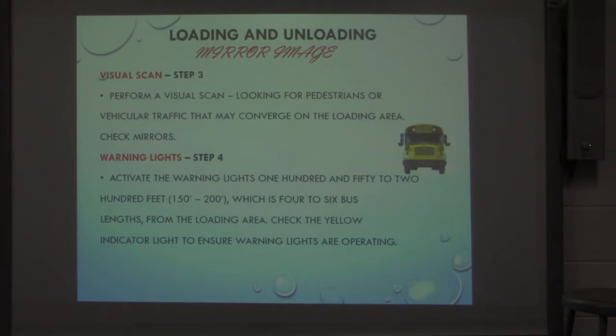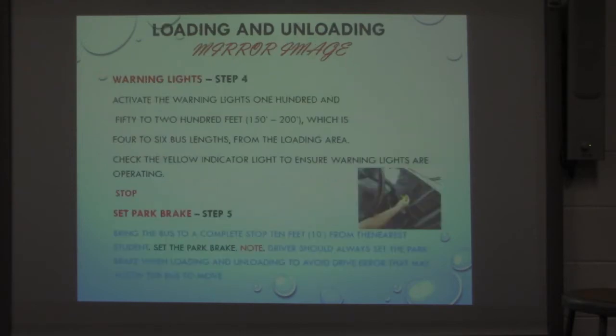Now you're going to set the warning lights. Activate the warning lights 150 to 200 feet, which is 4 to 6 bus lengths from the loading area. And then you'll want to look down to check the indicator light, to make sure that the warning lights are operating. So about 200 feet away, what you have done at this point is you have done a visual scan, you've tapped your brakes, and now you see where your children are. Now you've turned on your warning lights. So once all this is done, activating the warning lights 150 to 200 feet away, 4 to 6 bus lengths from the loading area, check that yellow light to make sure that it's working.